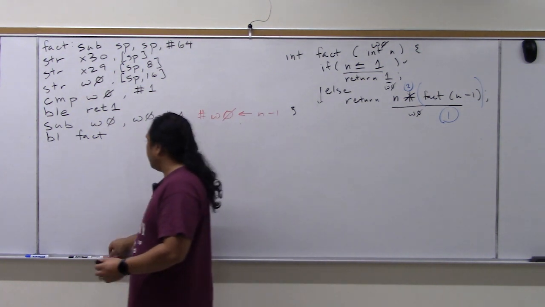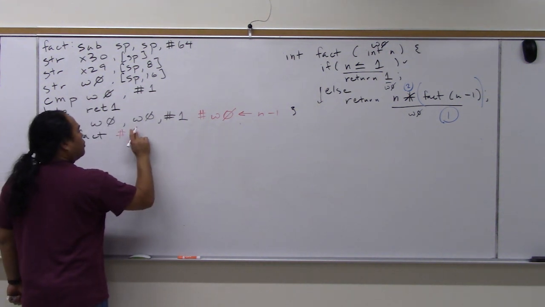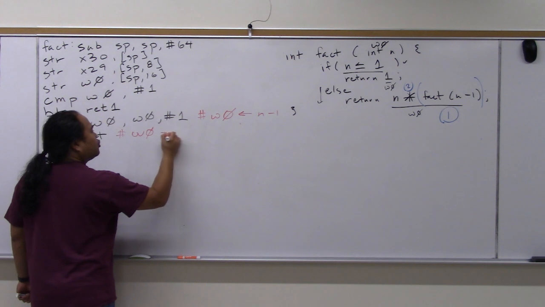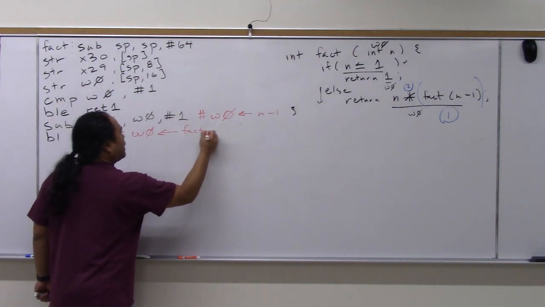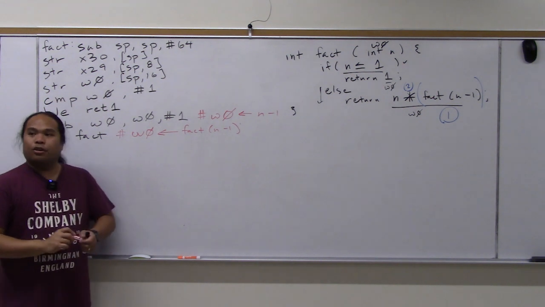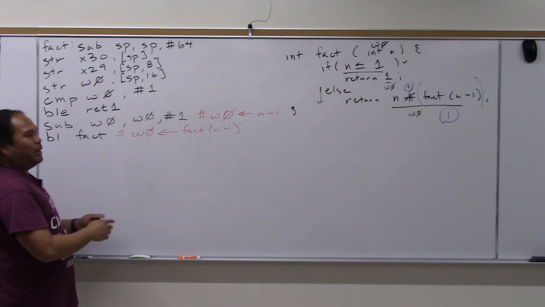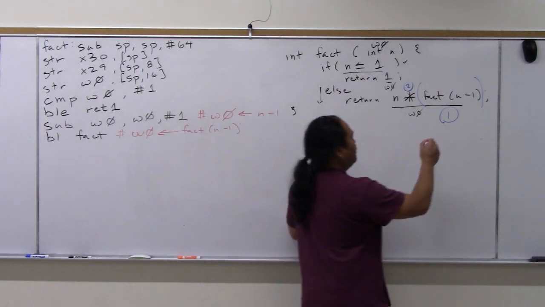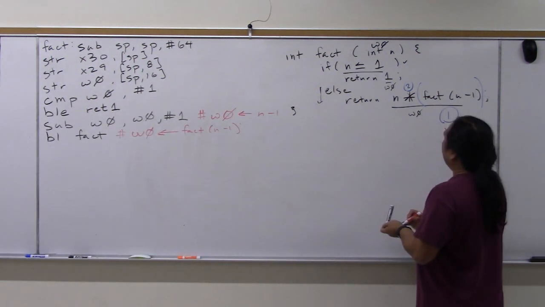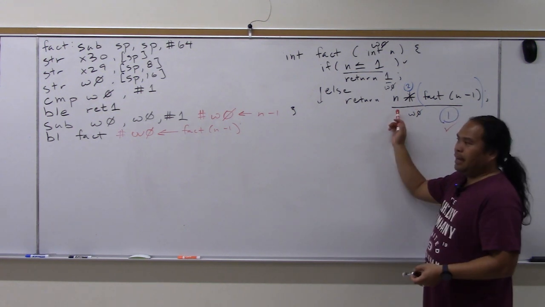So that means that here, W0 should contain the result of fact of n minus 1, all right? Why? Because we're going to code it like that, okay? All right, so what does that mean? So basically, we're done with this thing now. We made a call to fact and are assuming it's going to work. We now need to multiply it by n, okay?